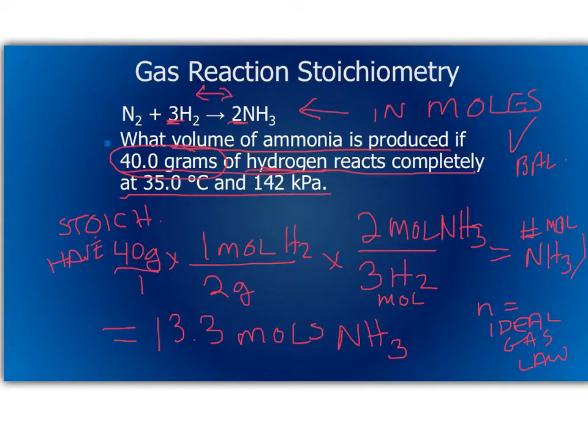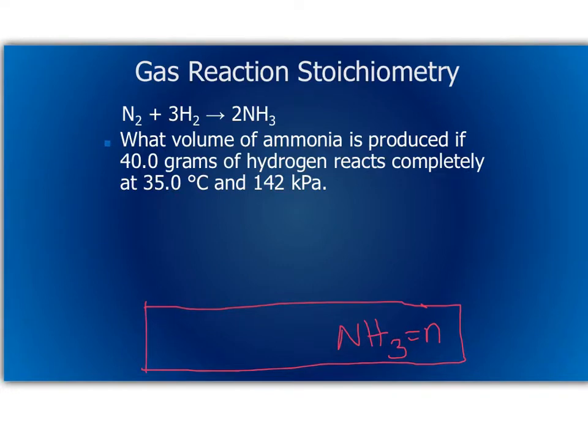All right, so there you go. So far, so good. Now we have this answer to work with. This is going to be our n in our PV equals nRT equation. Everybody got that so far? So I'm going to erase all this so we can have a clean slate to work with. Let's erase everything, and I have to erase this too.